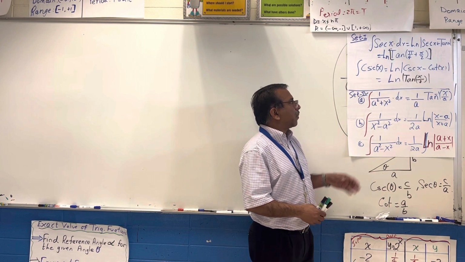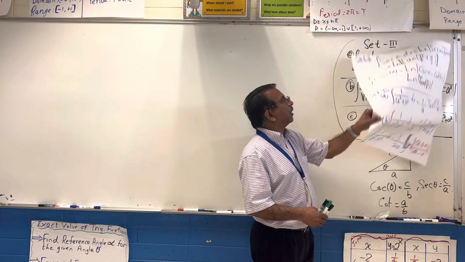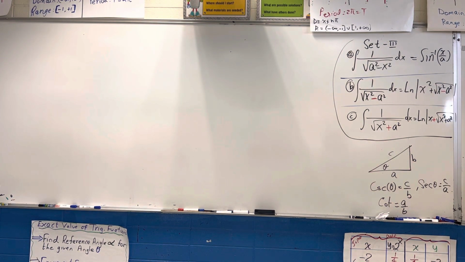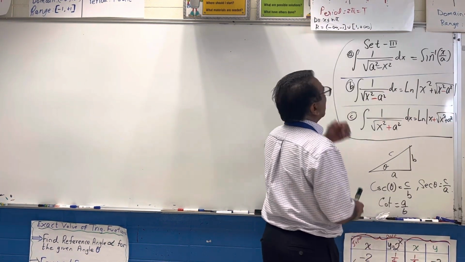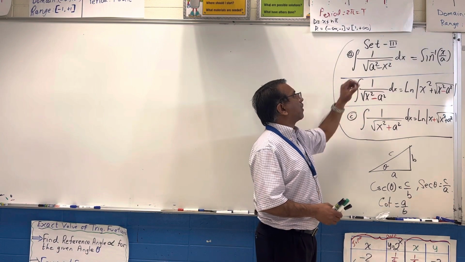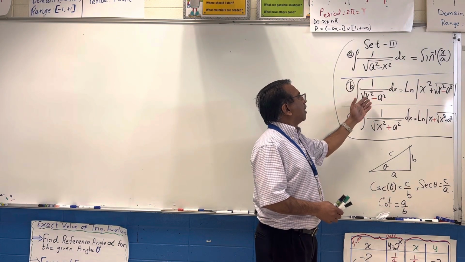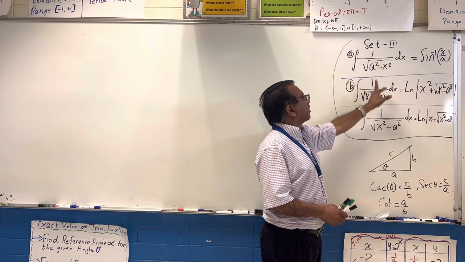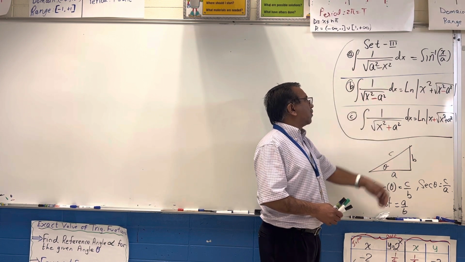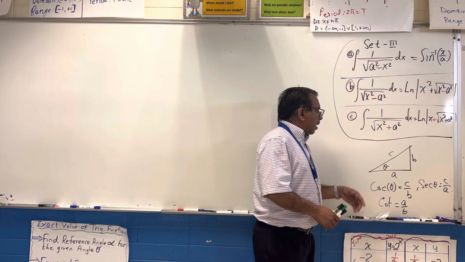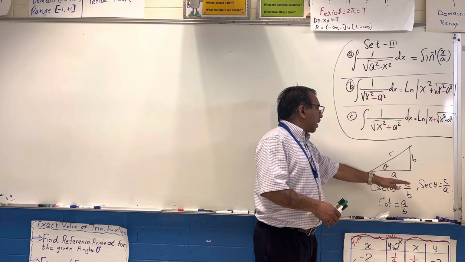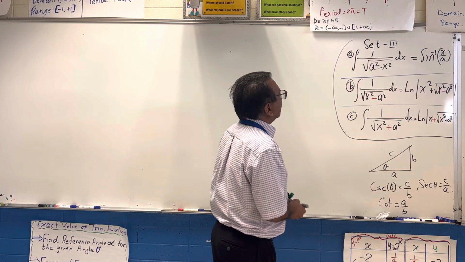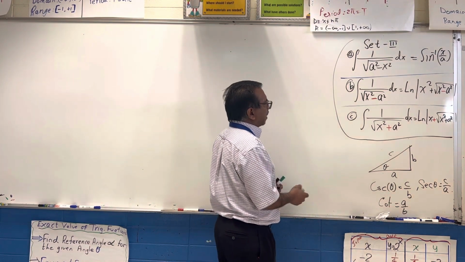But today I'm going to do set number 3. Set 3 is about when there is a radical sign, the square root of a squared minus x squared. It's the same thing if you switch to x squared minus a squared, or if there is a plus sign. We need to know all these definitions of cosecant, secant, and cot. And the good thing is, why? I'll just give an example.